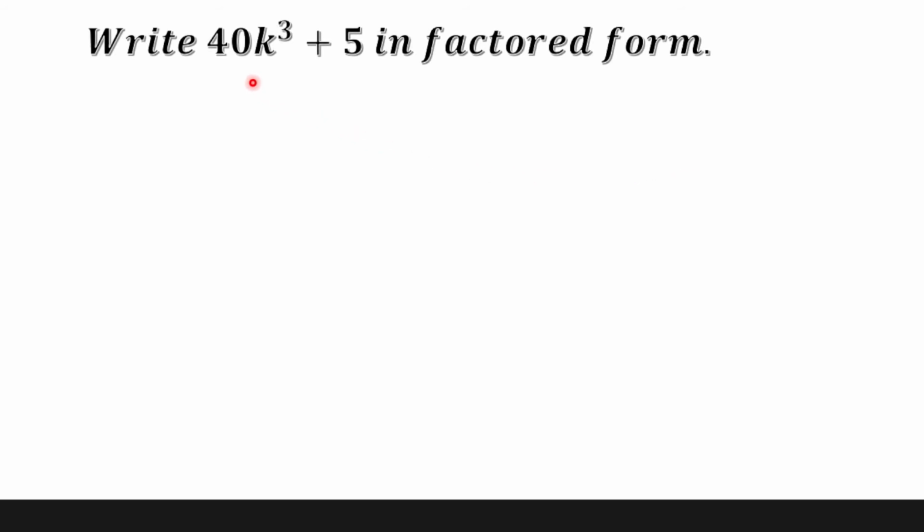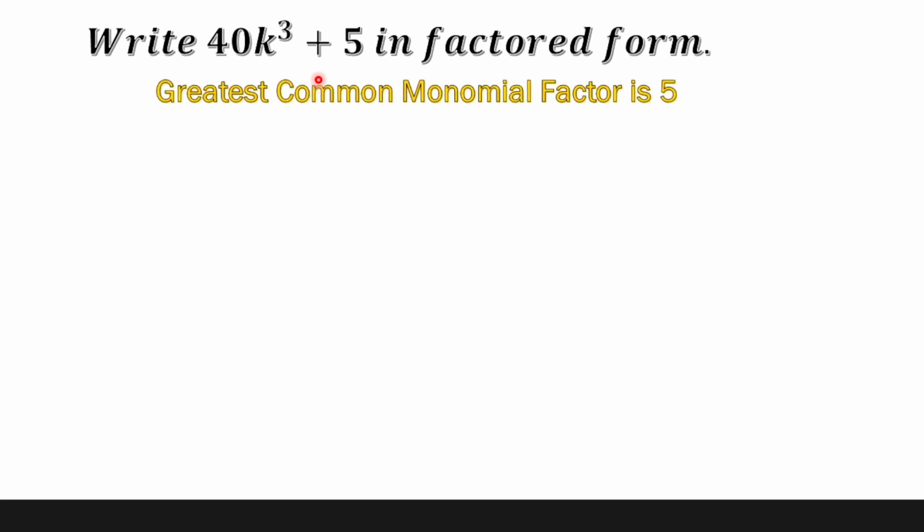So, write 40k cubed plus 5 in factor form. Next, bago ang lahat, syempre, kunin muna natin yung greatest common monomial factor nila. Yung GCF nilang dalawa, ipa-factor out natin. So, si 40k cubed plus 5 ay may factor na 5. 40k cubed divided by 5, that is 8k cubed. 5 divided by 5, magiging 1. Yan po, dyan po galing yan.